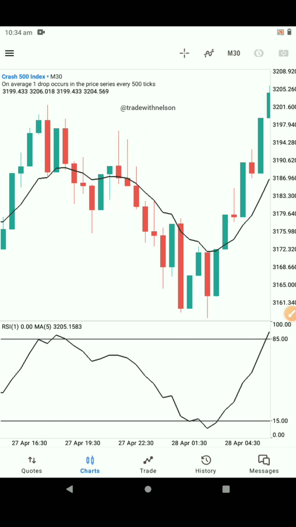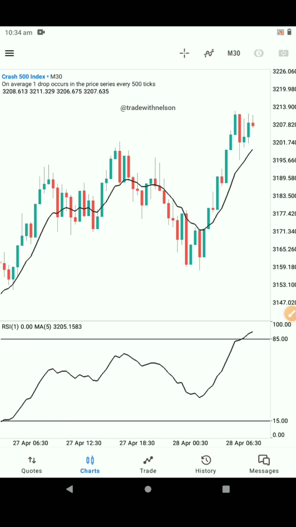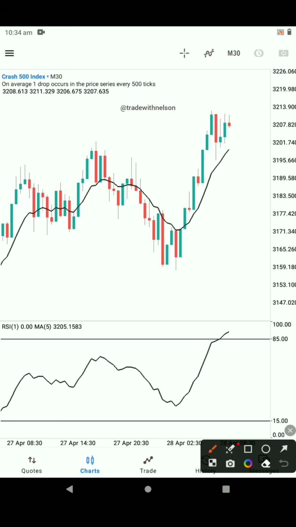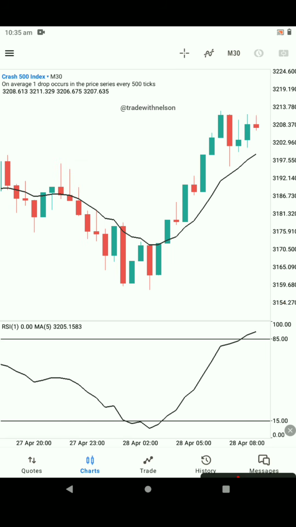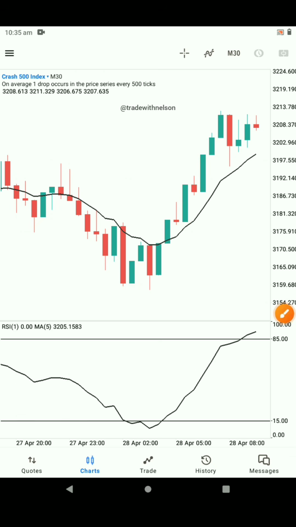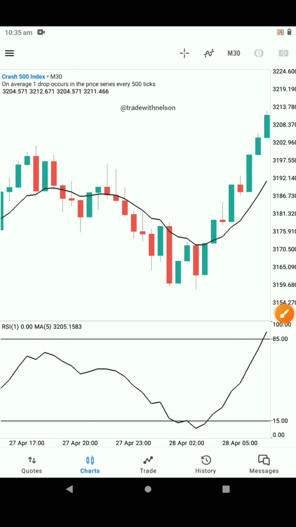Let me use the recent price movement for my example. So you can look carefully. This is the recent price movement. So in the crash 500 market, what we want to do is to pay attention to when the candles are above the moving average. You can see at this point, we have a swing high, a low, a swing high, a low before we have the break to the upside. So you want to see candle moves completely above the moving average. That is the first thing you want to pay attention to.